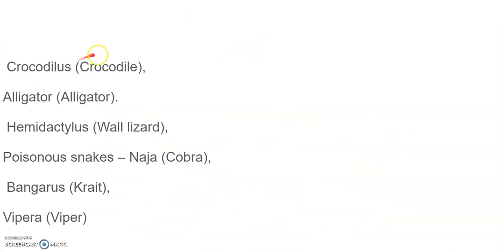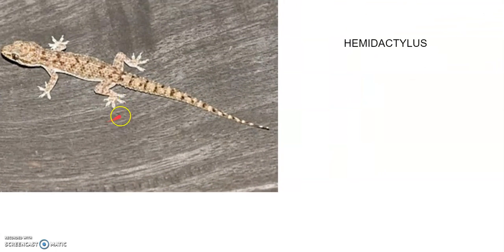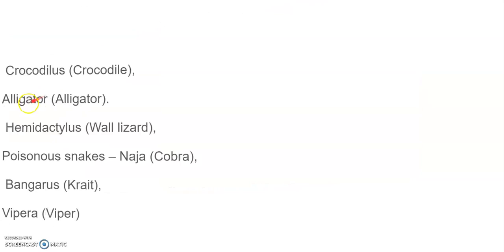Okay, next: crocodile, alligator. These two are easy. Hemidactylus, wall lizard. You can see here, this is the Hemidactylus, okay, wall lizard.